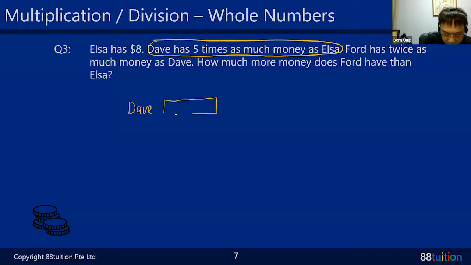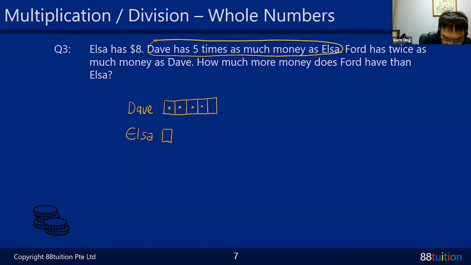1, 2, 3, 4, 5. And Elsa only got 1 unit. Can you see it or not? So the orange color circle, right? They say that Dave has 5 times as much money as Elsa. It means that Dave got 1, 2, 3, 4, 5. And Elsa only got 1 unit. So this is your model.